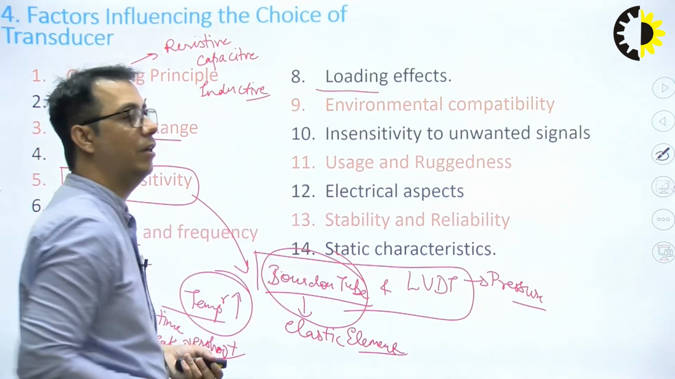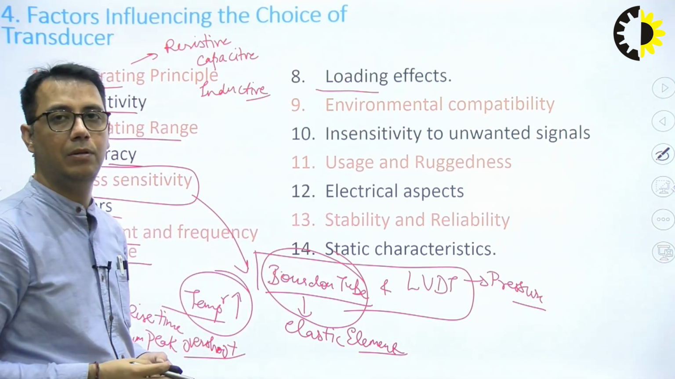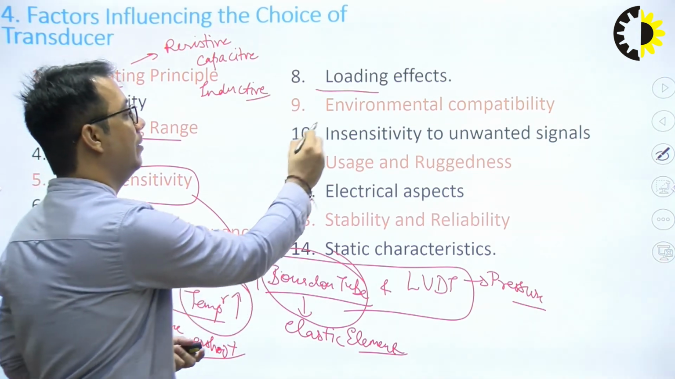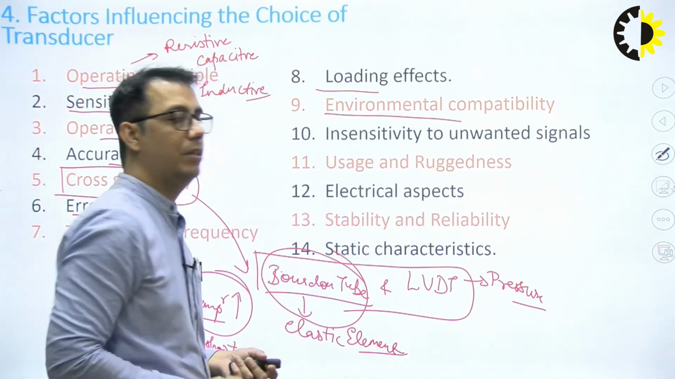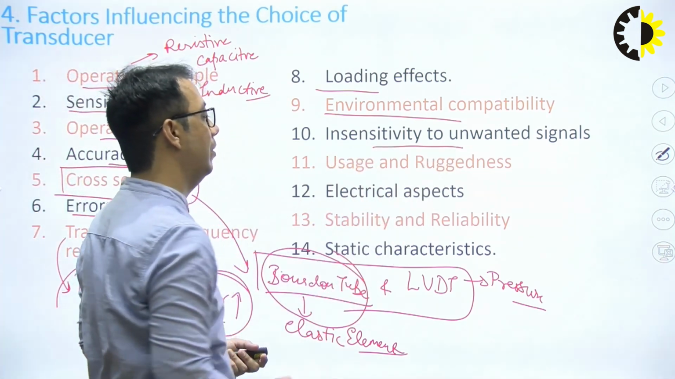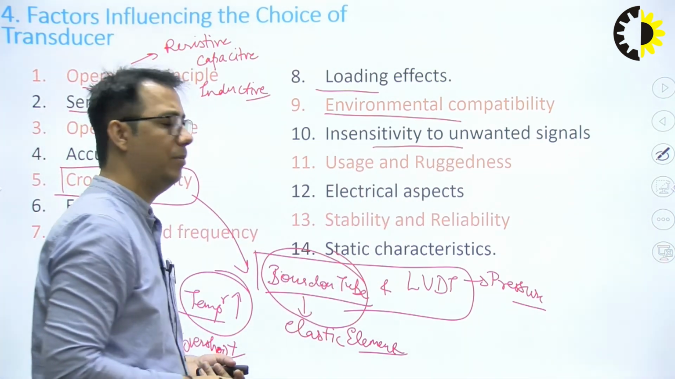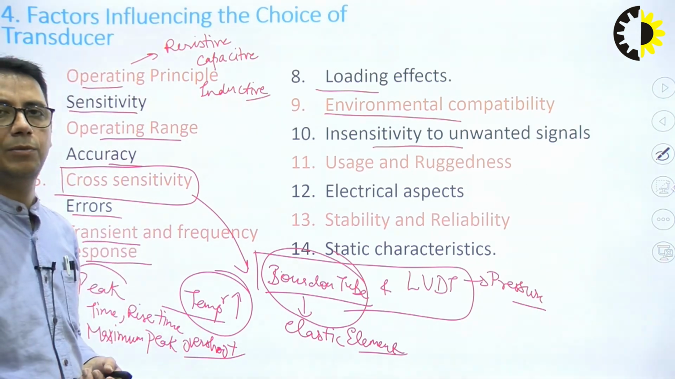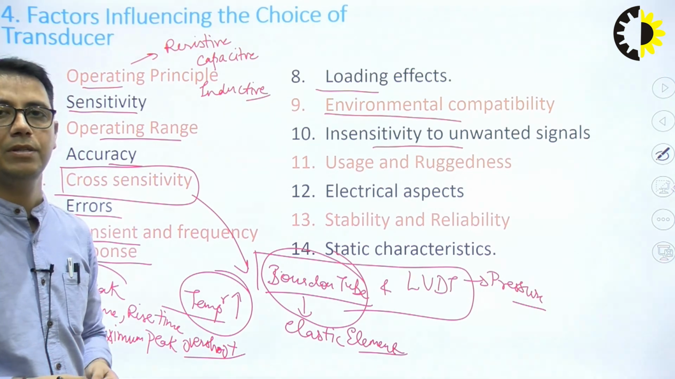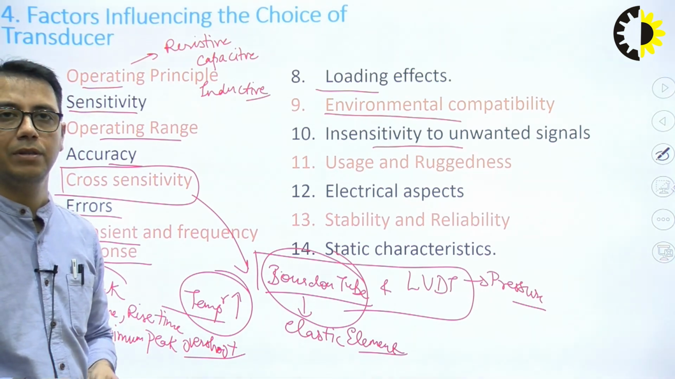Loading effects, that input impedance should be high and output impedance should be as low as possible. It should be friendly with changing conditions of our environment and should be insensitive to unwanted signals. So all these are basic characteristics, basic parameters which influence the choice of a transducer.